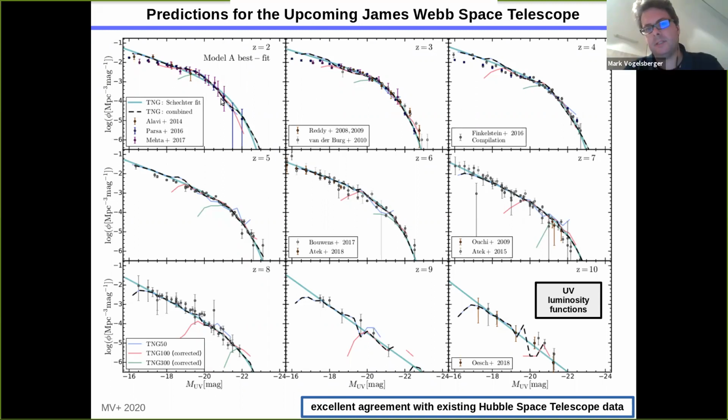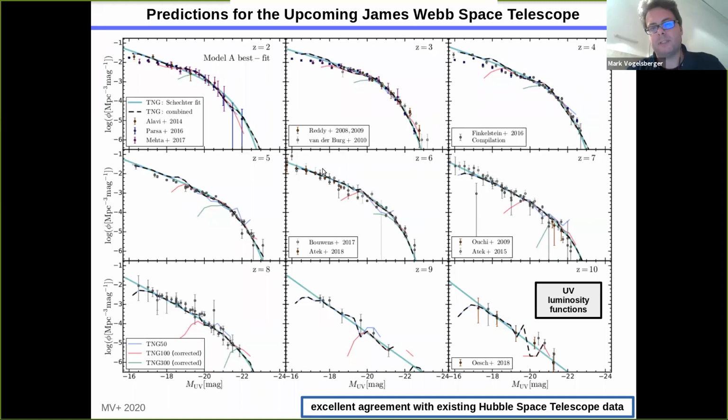Now these lines that you see don't come from a single simulation. You remember I showed you these three different simulation volumes. So what we had to do here to cover that dynamic range is to patch the different simulations together through some resolution correction procedure. So this TNG combined is really TNG50, TNG100, and TNG300 all combined together, and then you can achieve that dynamic range, and that works pretty well.